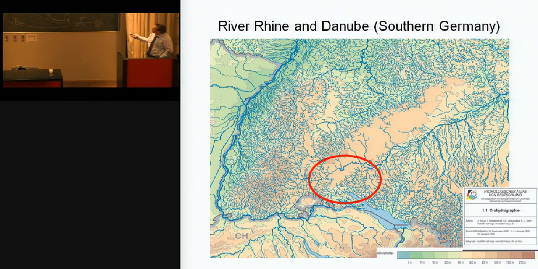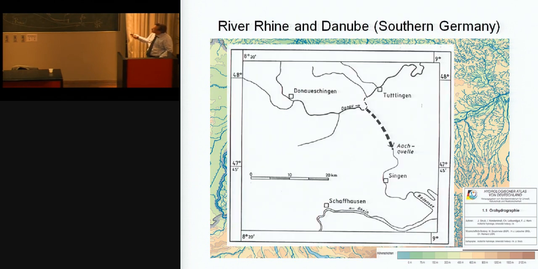Here you see that again. That's the Donau in German, the Danube flowing here. Then water sometimes completely disappears, going into that spring and flowing then here to the River Rhine.